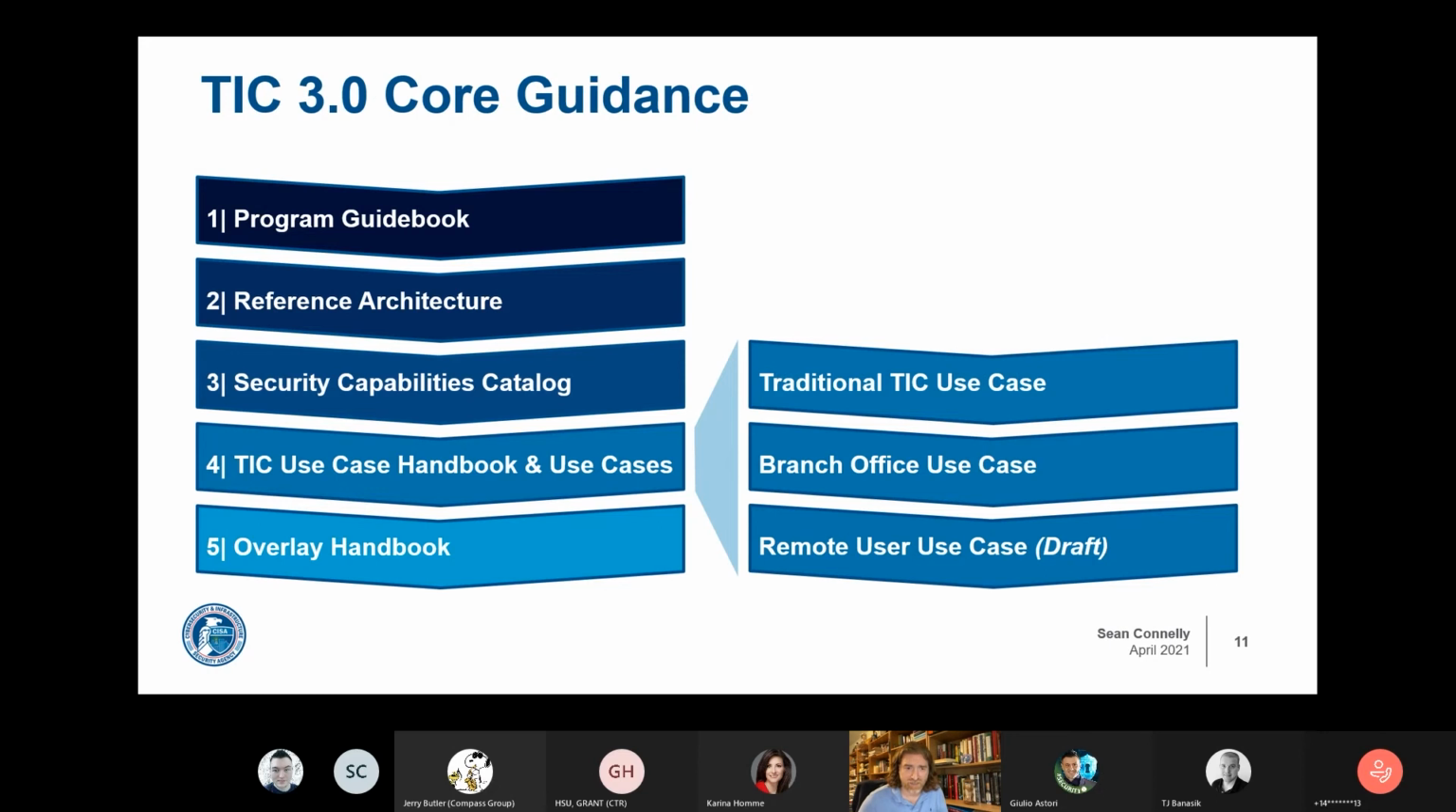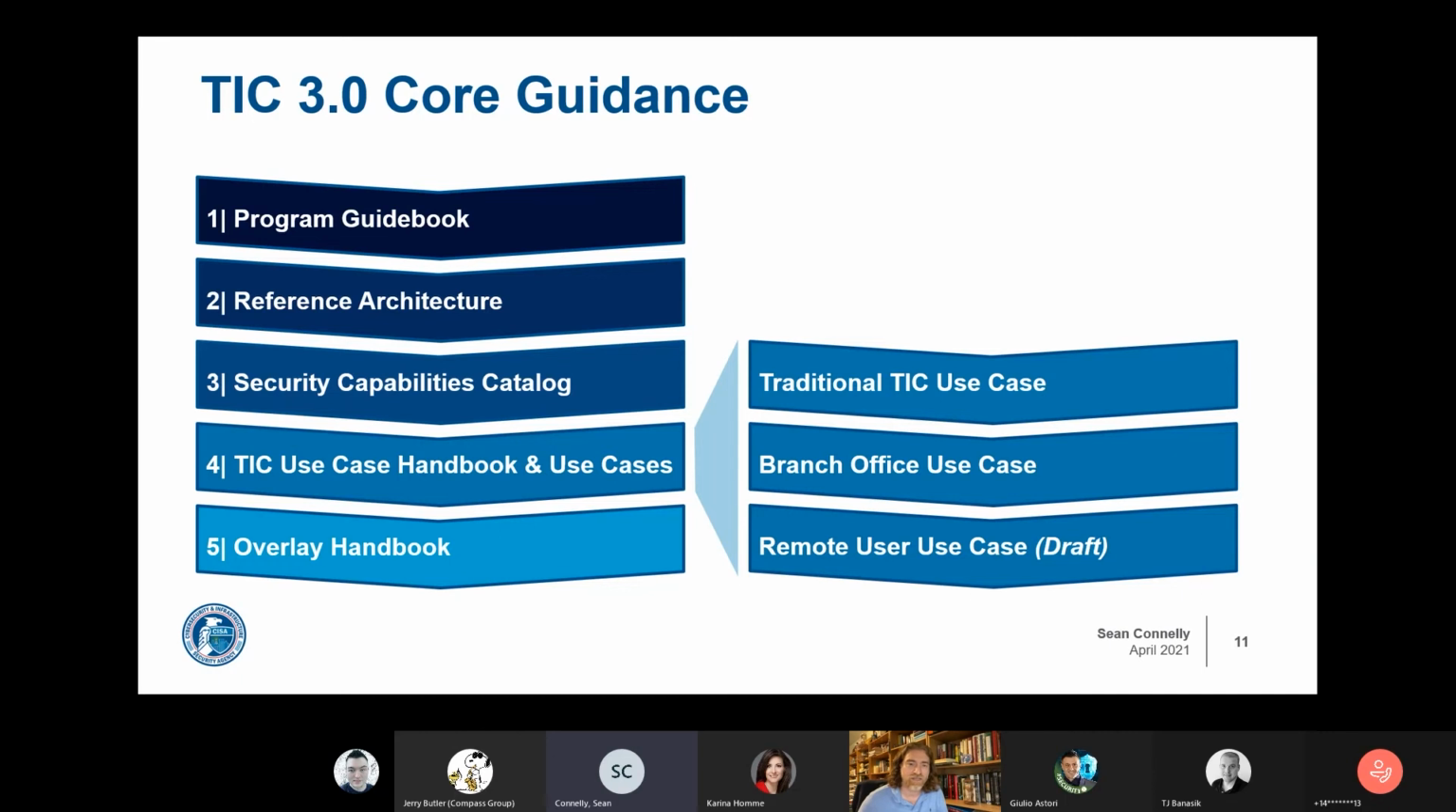So the guidance documents themselves. There are 5 documents: program guidebook, reference architecture, security capabilities catalog, use cases, and the overlay handbooks. These documents can be grouped into 2 different groups. The guidebook and the architecture, the first 2, we consider to be strategic or programmatic. And the other documents, the capabilities catalog, the use cases, and what we're doing with overlays, we consider to be more operational or tactical.